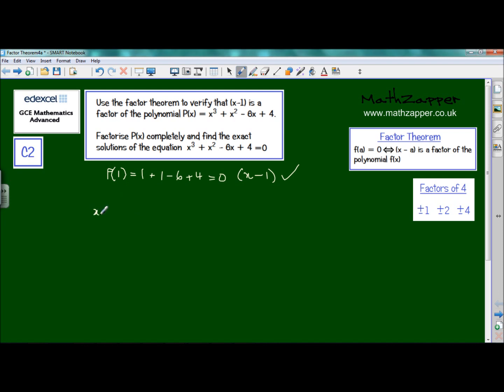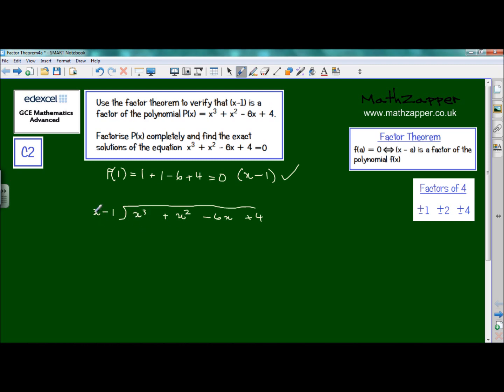So we'll simply divide x minus 1 into x cubed plus x squared minus 6x plus 4. And so what we're looking to do every time is remove one of the elements of the function itself. So we're trying to remove the cubic part now.